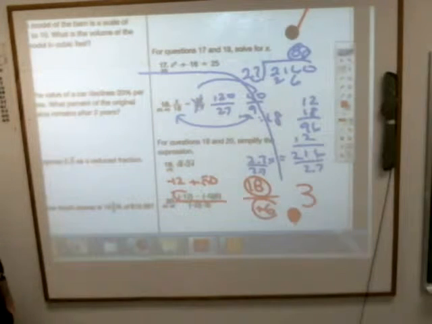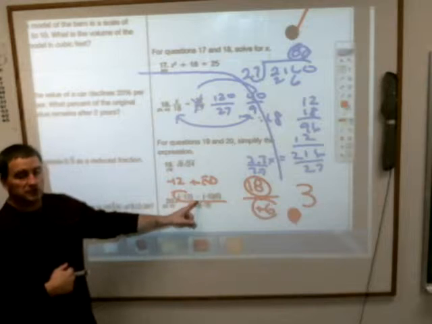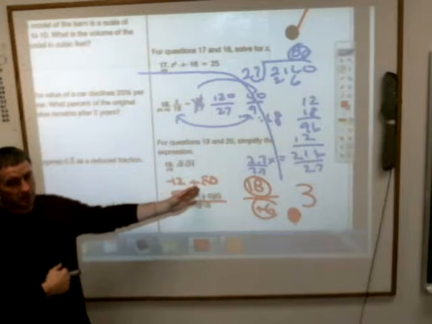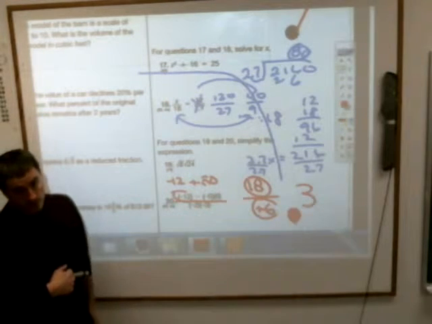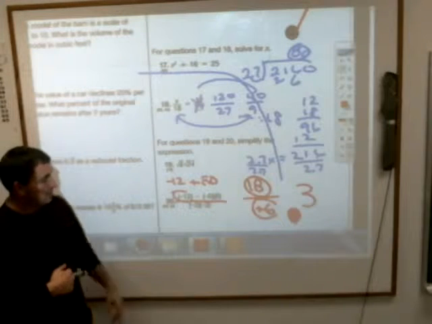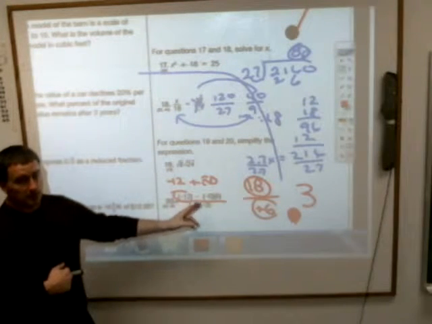Do you understand where that came from? These addition and subtraction signs separate the problem into 2 parts. Negative times 2 negatives, multiply together, give you a positive.